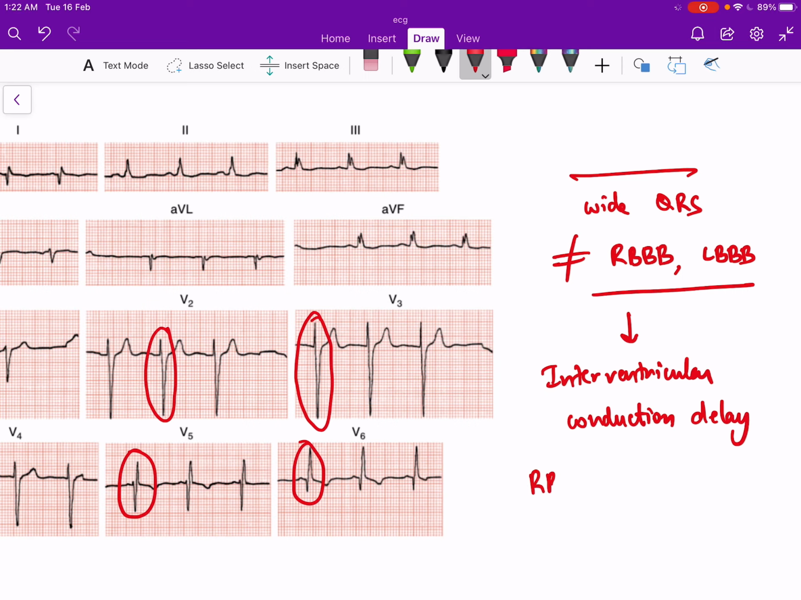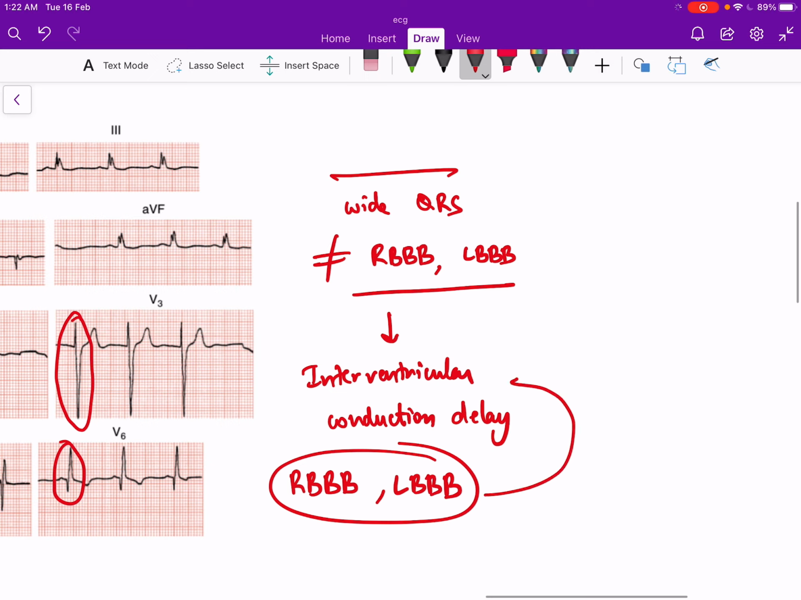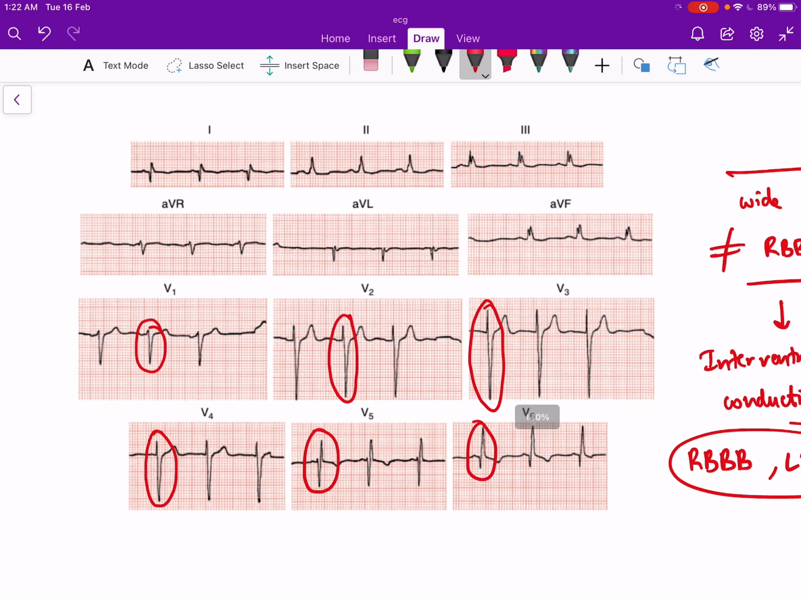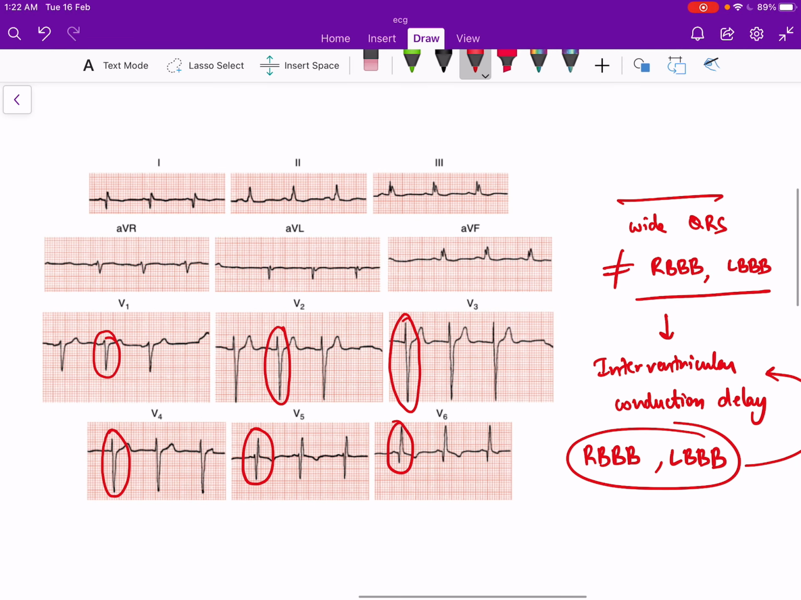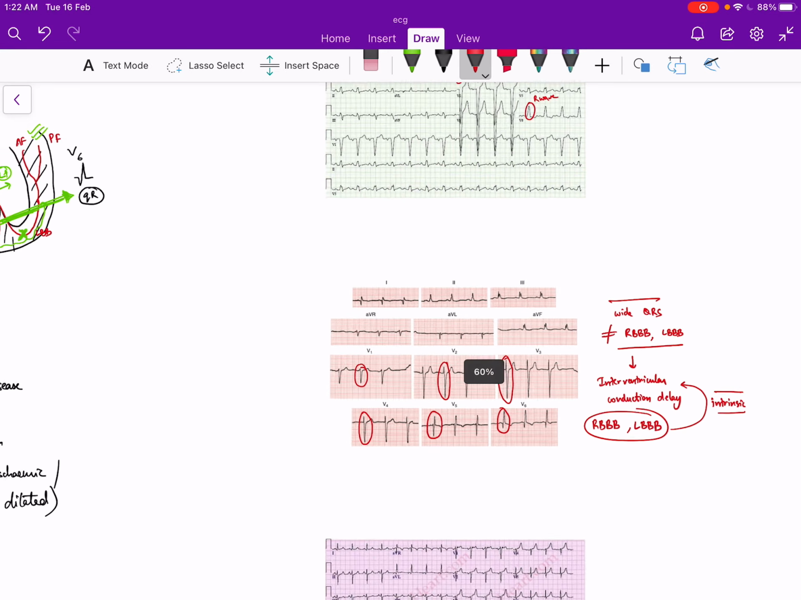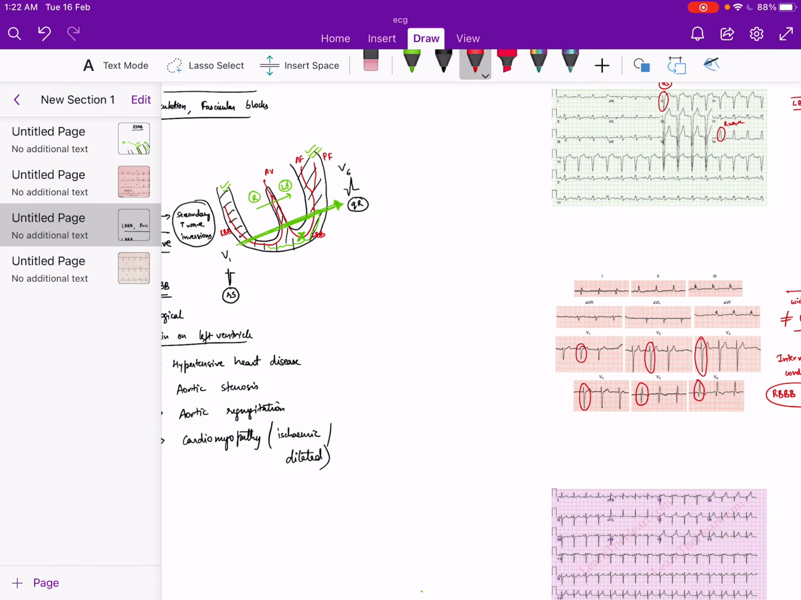Actually, RBBB and LBBB are the types of intrinsic interventricular conduction delay. When we cannot make out which type of defect this is, we give it a broad term and call it interventricular conduction delay. Now coming to hemiblocks, but before coming to hemiblocks, we should know how to calculate the axis on an ECG.